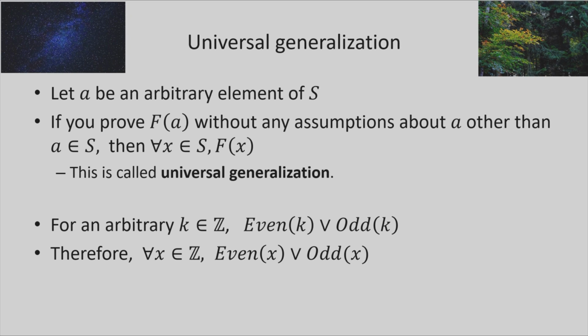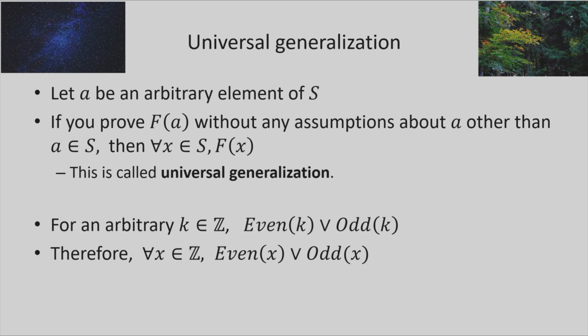Here's an example. Suppose we want to prove that for every x, even of x or odd of x. We could start with universal instantiation, saying let k be an arbitrary integer. Maybe this k is even, then the formula is true. Or maybe this k is odd, then the formula is still true. So the formula, k is even or k is odd, is going to be true no matter what k you pick. For arbitrary k, it's going to be true.